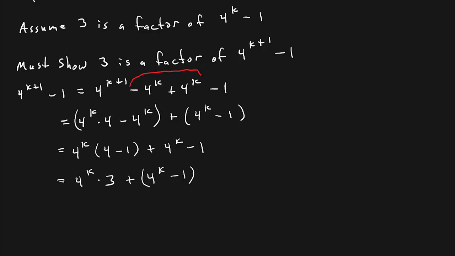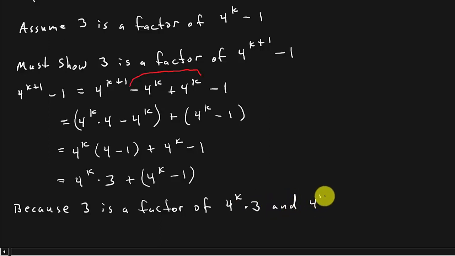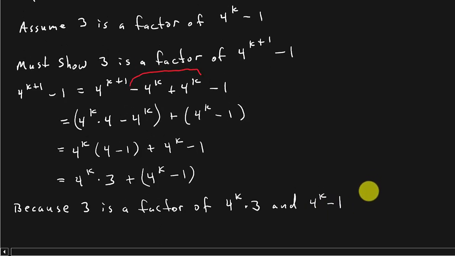All right. So there we have it. Look at this. Because 3 is a factor of 4 to the k times 3 and 4 to the k minus 1. See, 3 is a factor of both of those. It's a factor of this first one. See, whatever this is, we're multiplying times 3, so we know 3 is going to divide into that. And this 4 to the k minus 1, well, 3 is a factor of that. That's what we assumed up here. We assumed that to be true.